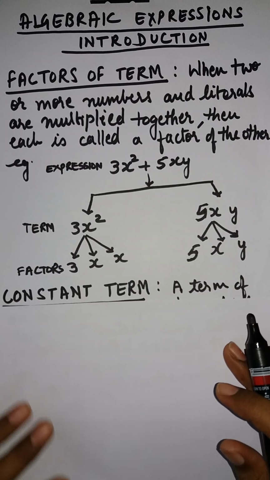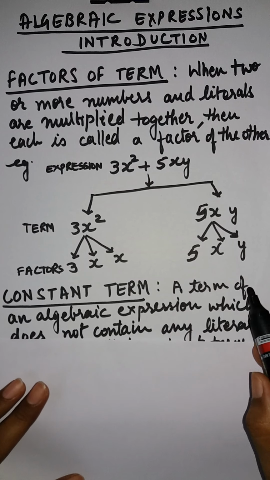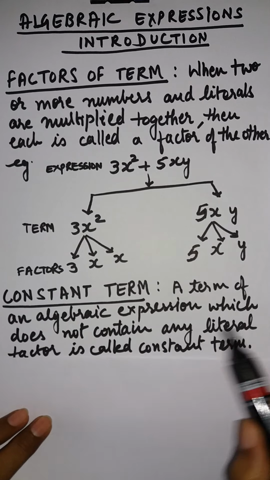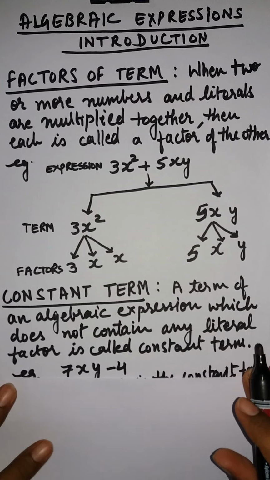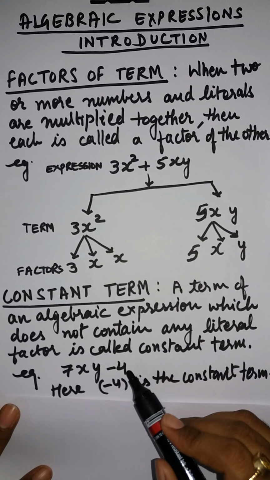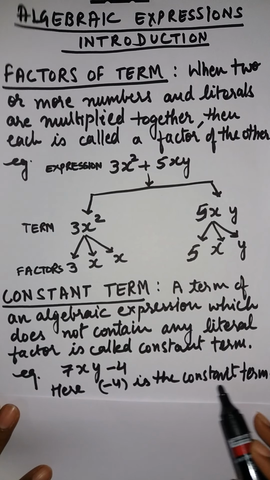Now, constant term. What is a constant term? A term of an algebraic expression which doesn't contain any literal factor is called the constant term. For example, 7xy minus 4. Here minus 4 does not have any literal factor with it, so this is called a constant term.